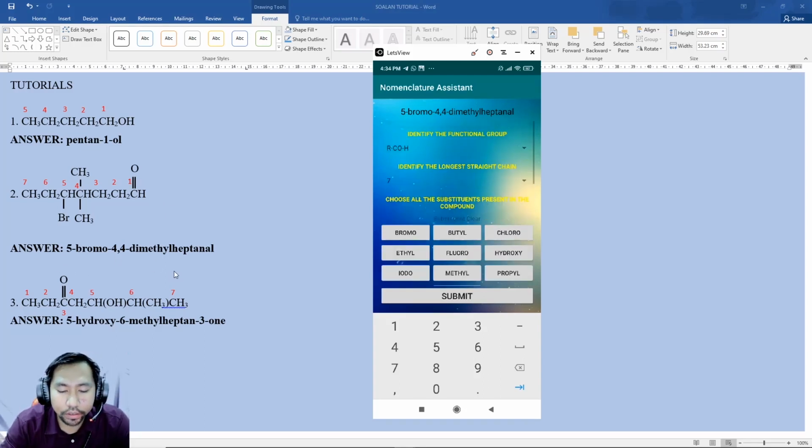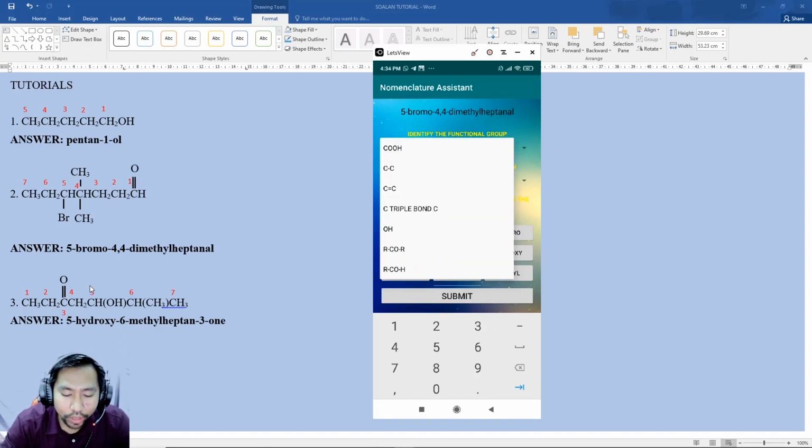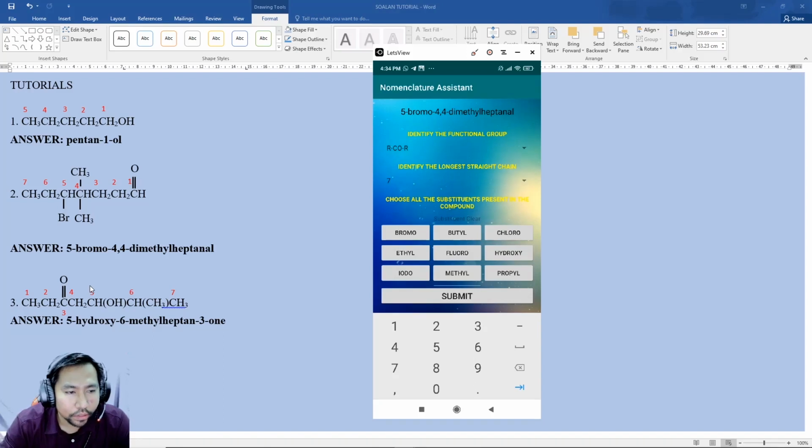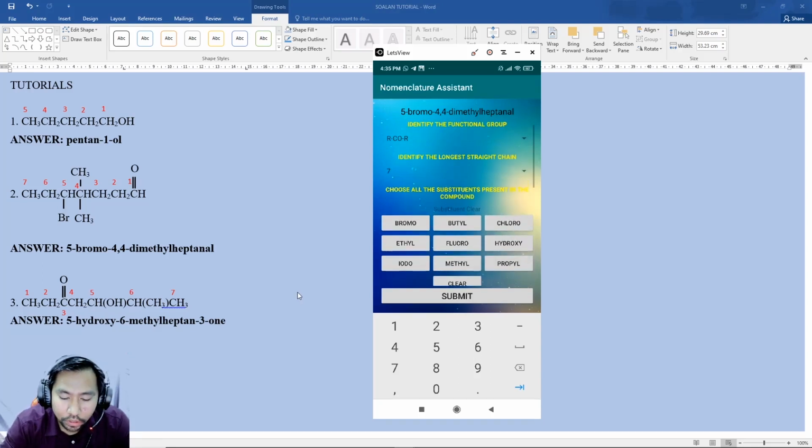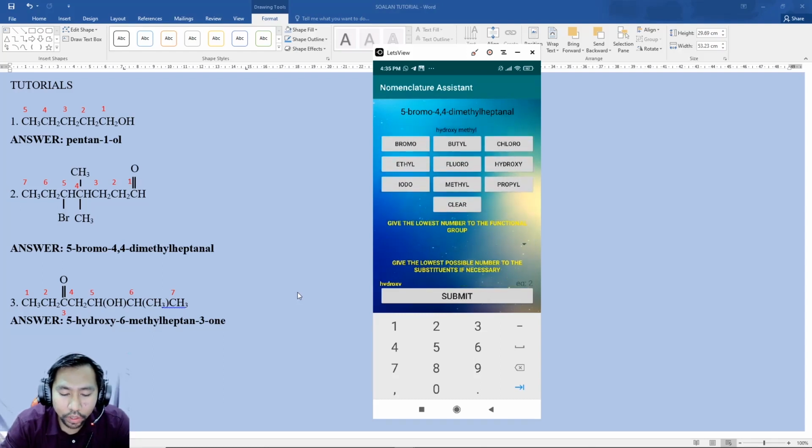Next, the third question. The functional group is also carbonyl, but this one is different from question number 2 because it is a ketone, so RCOR. Then the longest straight chain is 7. Then we choose substituents. There are 2 substituents, at carbon number 5 and carbon number 6: hydroxy and also methyl. Then we give the lowest number to the functional group.